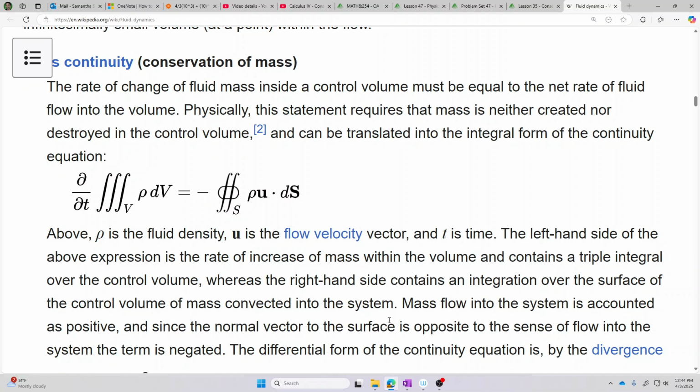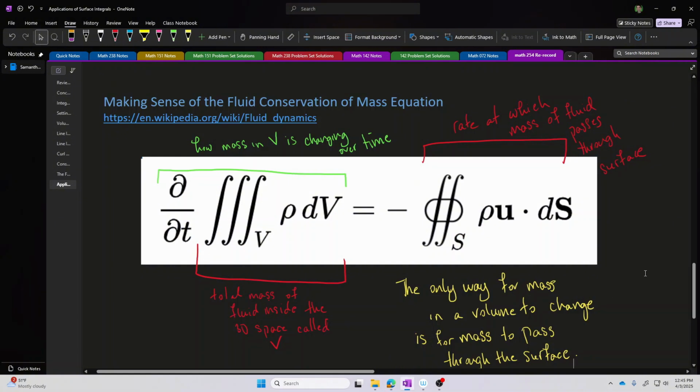Mass cannot just spontaneously appear. Mass cannot spontaneously disappear. If mass increases or decreases, it's because it has flowed into or out of your system somehow. So that is the conservation of mass equation in mathematical symbols.